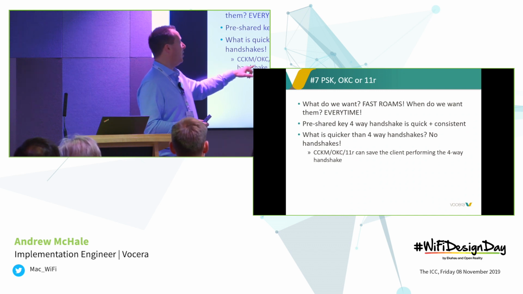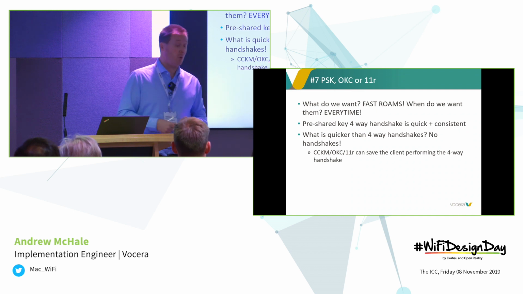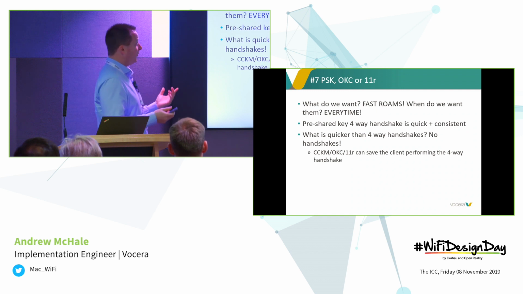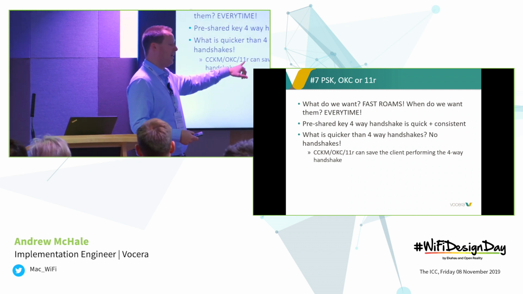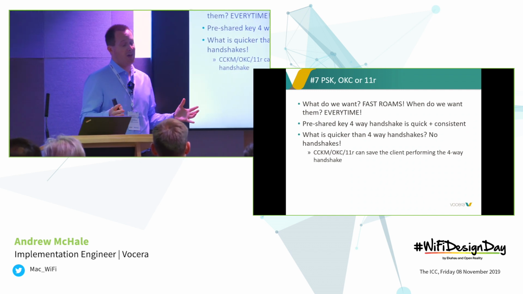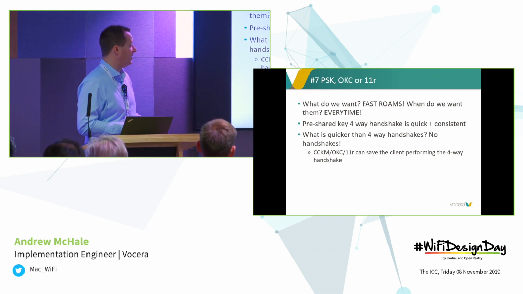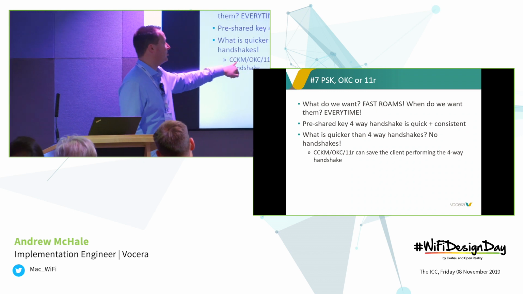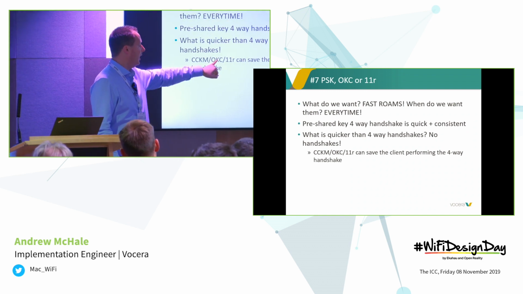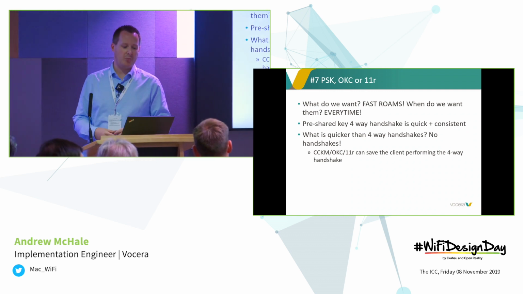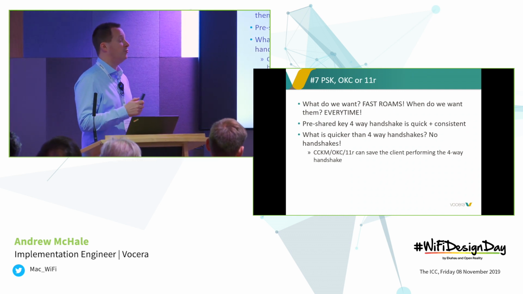And CCKM, OKC, and 11R, if you're doing .1x, will actually remove the handshake. It won't if you're doing PSK, it won't. So 11R with PSK, fast transition with PSK, doesn't remove the handshake. You still have to do it. So that's no real benefit. But if you're using .1x and you use any of these features, CCKM, Cisco proprietary, OKC, WFA's, and 11R obviously is now the new official standard from IEEE. If you use any of those, you can make your roams really, really quick.